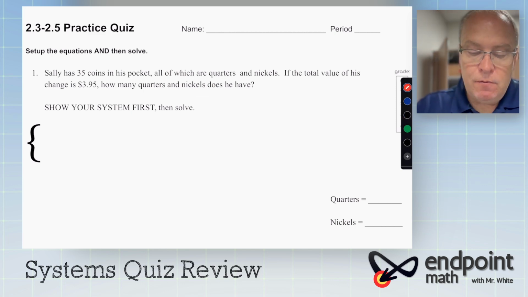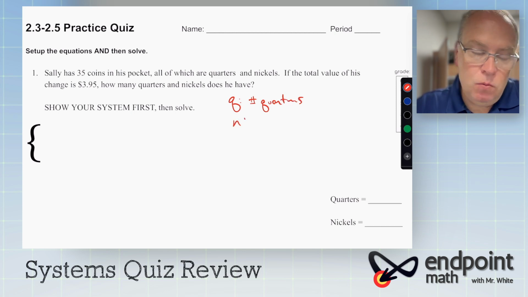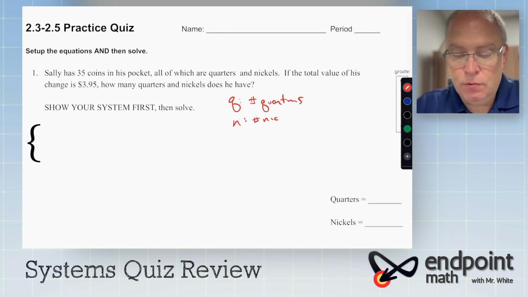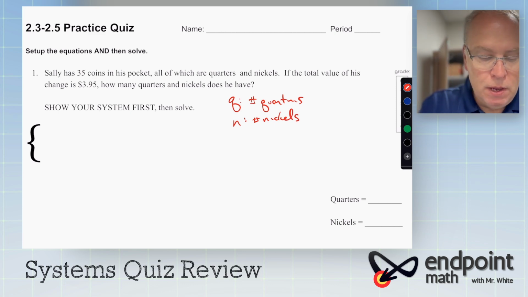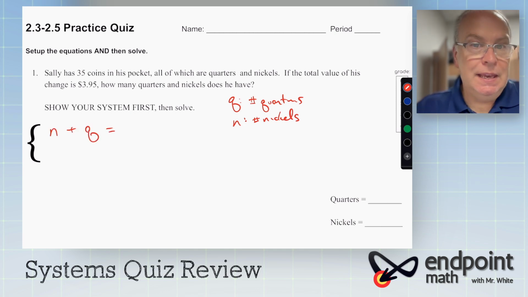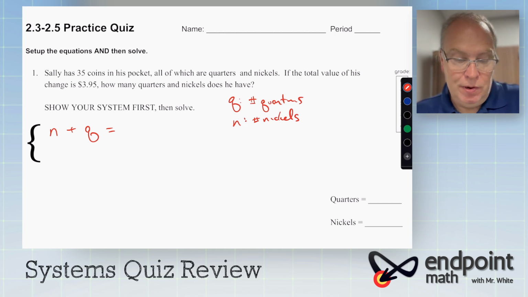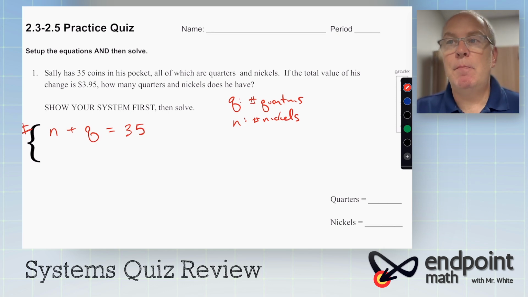So we're going to have Q will be the number of quarters. N will be the number of nickels. And we'll go from there. So the number of nickels plus the number of quarters is what? How many coins are in the pocket? 35. Now, the first equation always deals with the number of coins, okay?